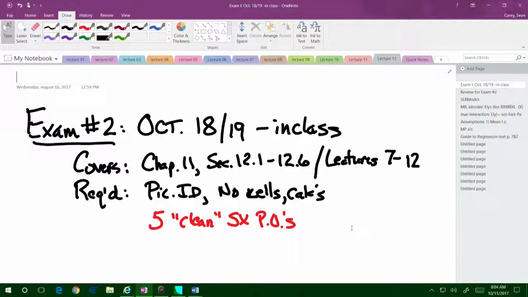No cell phones, calculators permitted. You won't need to do any calculations, or they'll be very, very minor, and you won't lose for math errors. But in addition, you will be bringing in your 5 printouts with you.